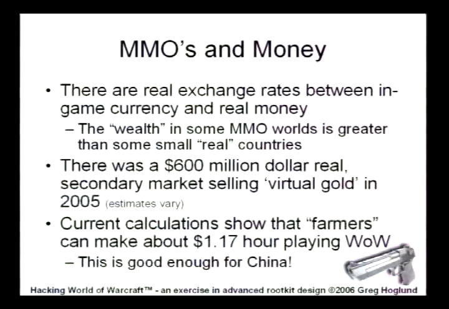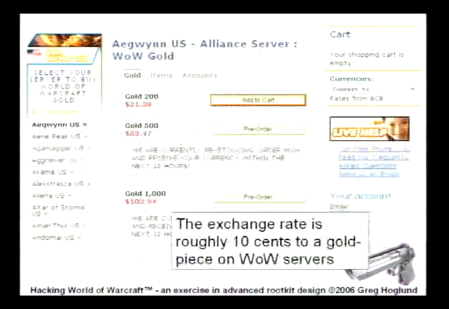People have figured out there's a real exchange rate, and you can actually go to a website and it'll tell you what the exchange rate between virtual in-game money and US dollars or euros is. Last year in 2005, over $600 million were traded in an aftermarket for virtual items that don't exist. I got a recent calculation from an economist that says you can make about $1.17 an hour playing WoW. That's not enough for us, but it's enough for some people in the world. Here's a site you're probably familiar with if you've ever bought World of Warcraft Gold before. This site sells it, and you can see the exchange rate's about 10 cents for one gold piece.